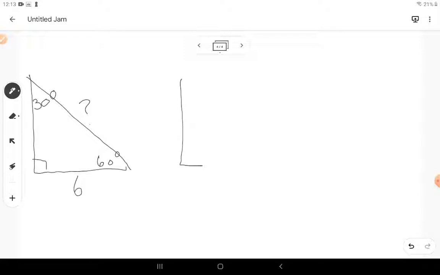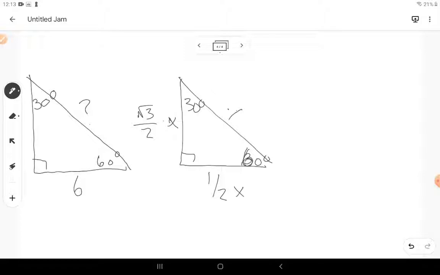Remember, in a 30, 60, 90 right triangle, the side opposite the 30 degrees is 1/2 x. The side opposite 60 degrees is square root 3 over 2 times x. And the hypotenuse is just x.